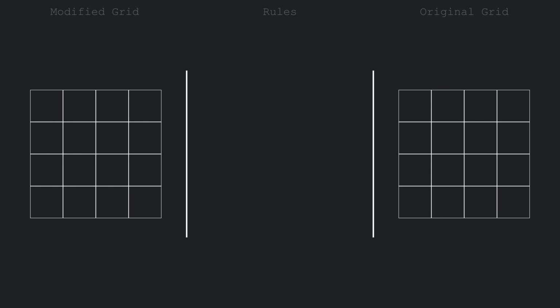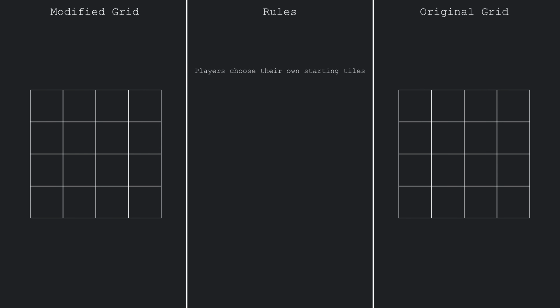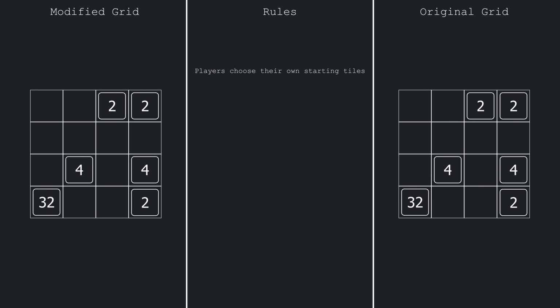Now, for this example, we are going to take this base idea and modify it slightly. The first change to the base game: when the game starts, the player can choose their own tiles. They can choose any number of tiles with any value within them. So, for our example, let's use this layout.